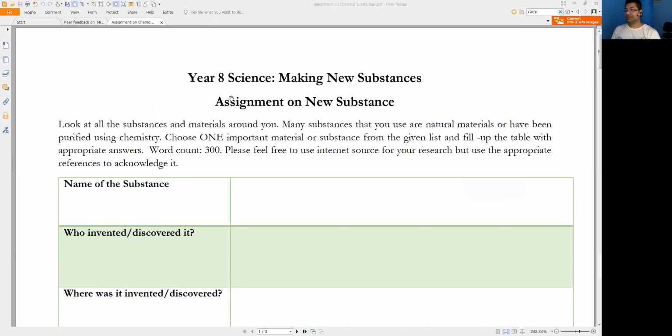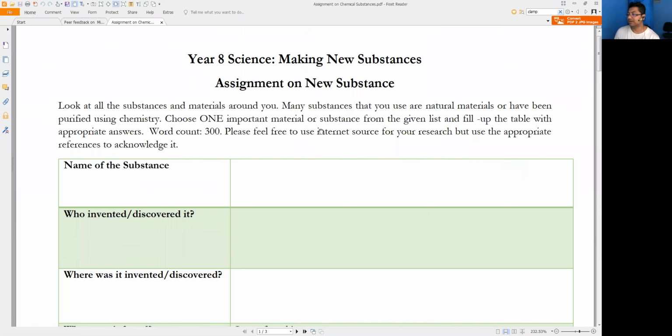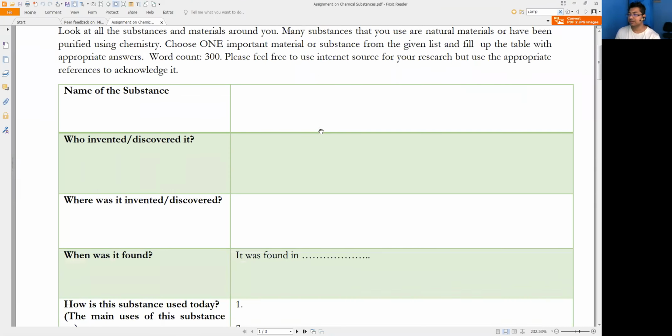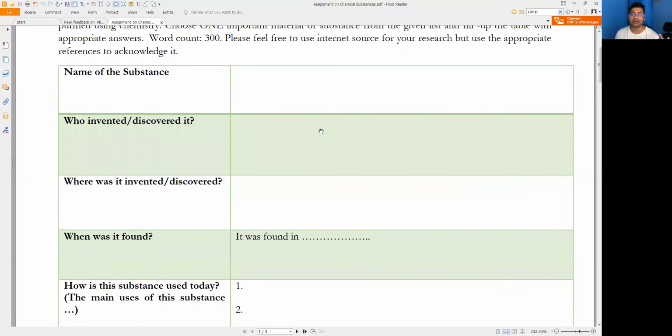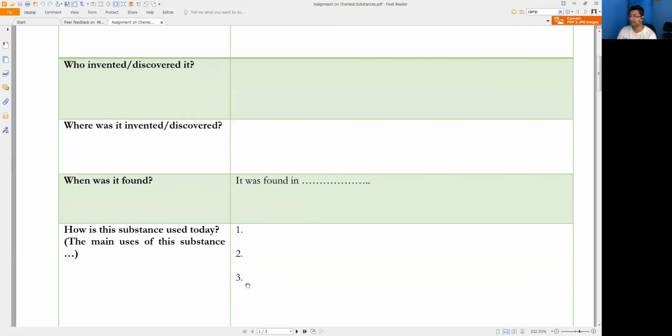So you guys can see that this assignment is basically the new substances. So it's maximum 300 words. It's very easy. I think you can do it in 10 minutes maximum. So I will give you 15 minutes for the discussions, and then 15 minutes, because 10 minutes should be enough, and 5 minutes is the revision to fill up these tables.